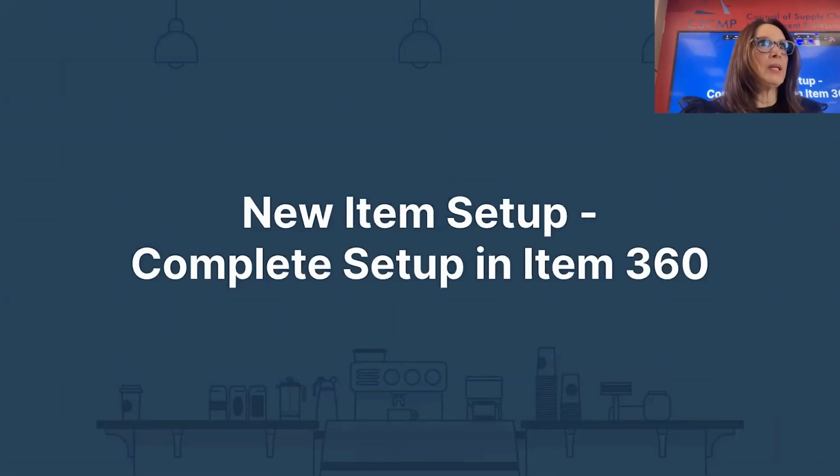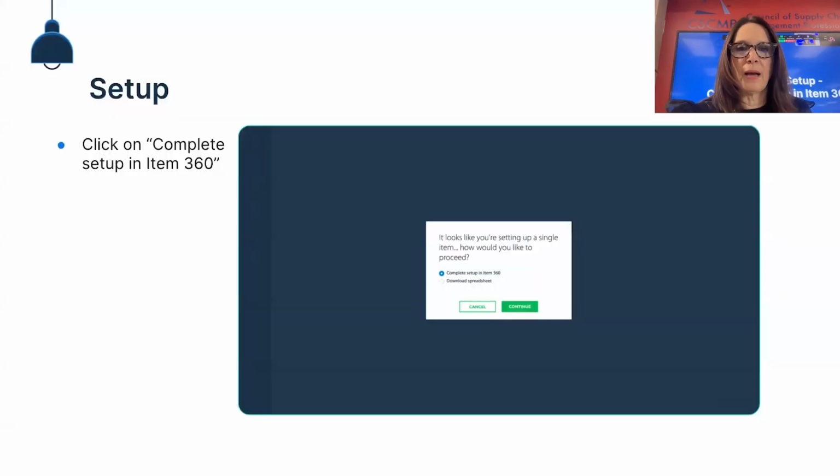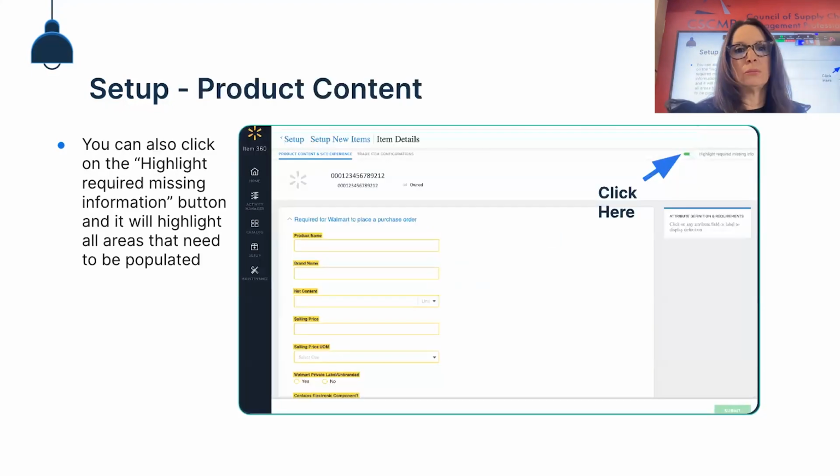Okay, so let's complete an item 360 new item setup. I'm going to show you how it works on the screen. Once again, not my favorite, because if you don't have all the information, you have to scrap it and start over. I like to download the sheet now. There's a little button right here. If you click on that, it'll highlight everything in yellow that you have to fill out. So that's super helpful.